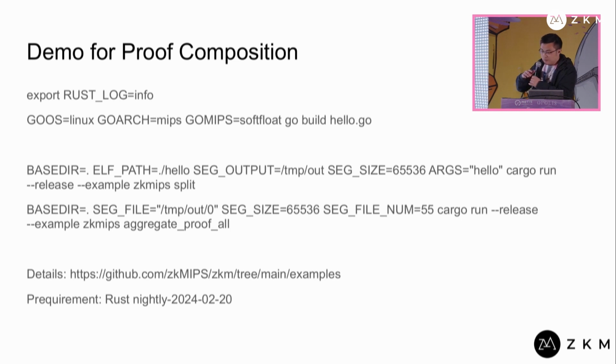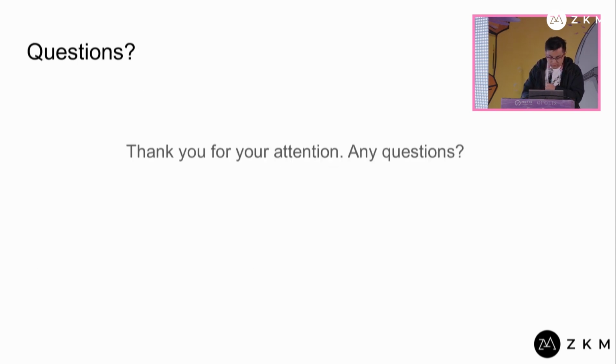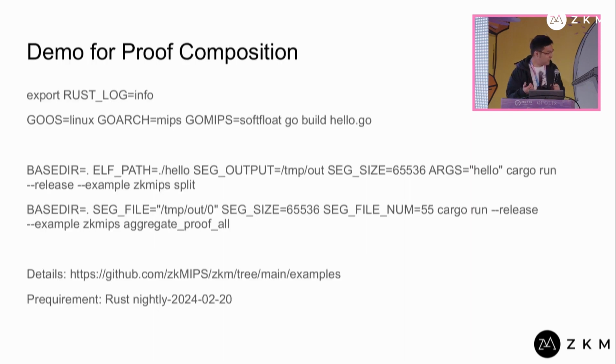So it's quite easy if you can write a Go program. Then use the Go compiler to compile it into MIPS. It's quite simple. And then you can use the examples in our GitHub repo to split the MIPS into different segments, and then generate the final proof for all the segments. Okay, that's all.